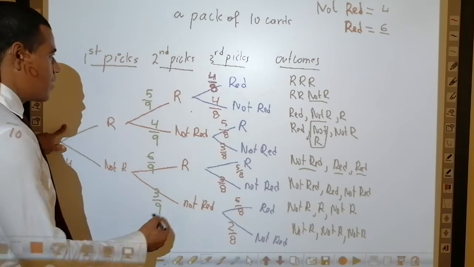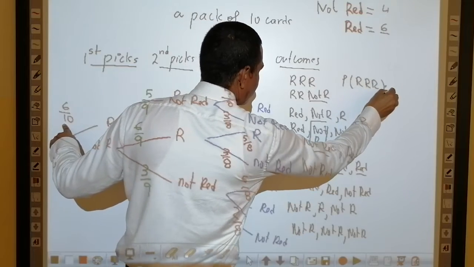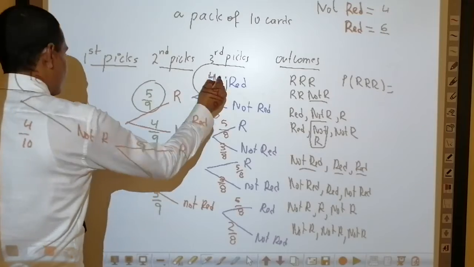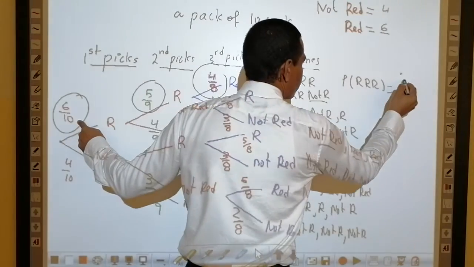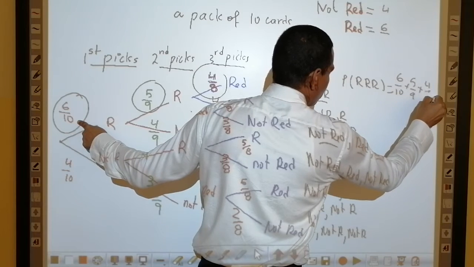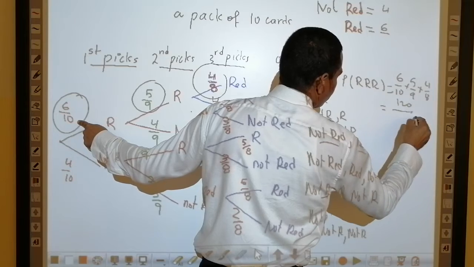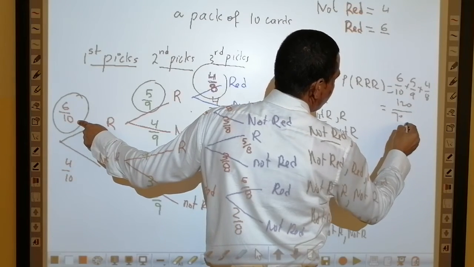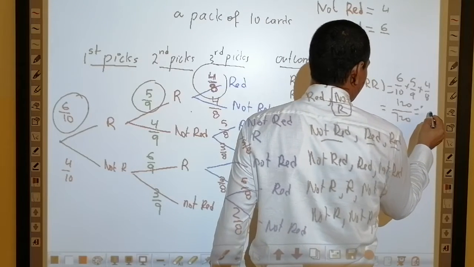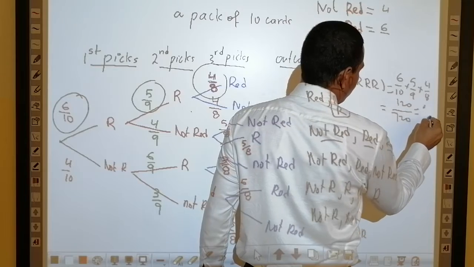Just this one, the probability of 3 reds. It will be what, my kids? We multiply across the branches. It will be 6 over 10 multiplied by 5 over 9 multiplied by 4 over 8. Okay, it will be 120 divided by 720, so it will be 1 over 6.